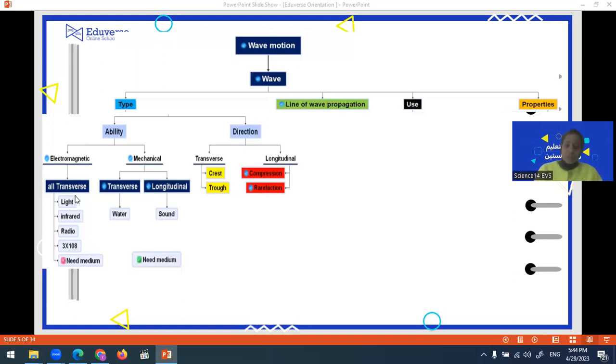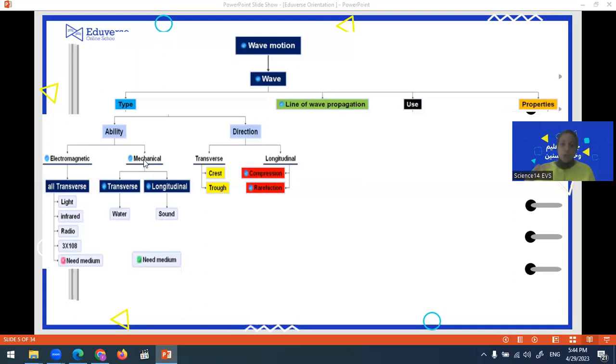Okay, for example, light, infrared, radio, and the velocity in vacuum or free space will be 3 times 10 to the power 8. Okay, they don't need a medium. They can propagate in vacuum. So what about the mechanical?